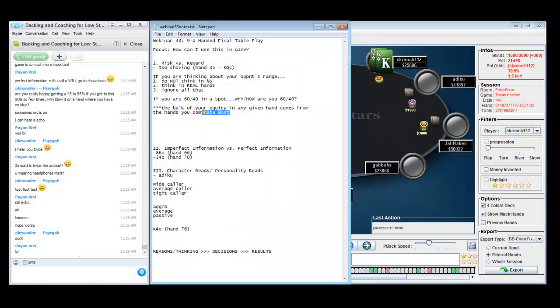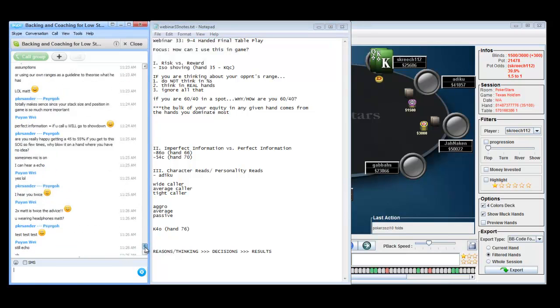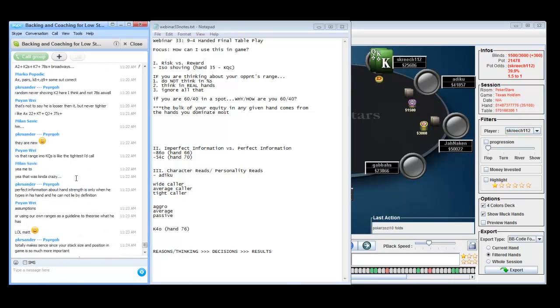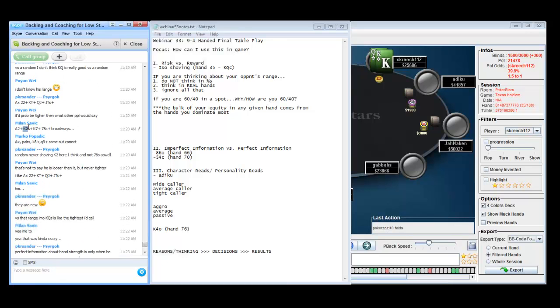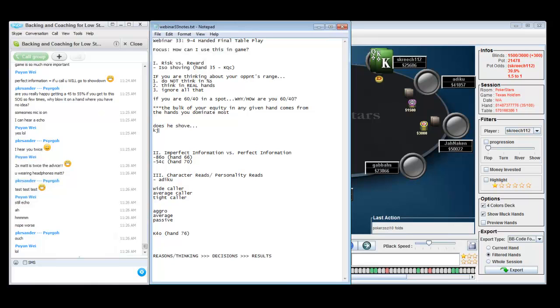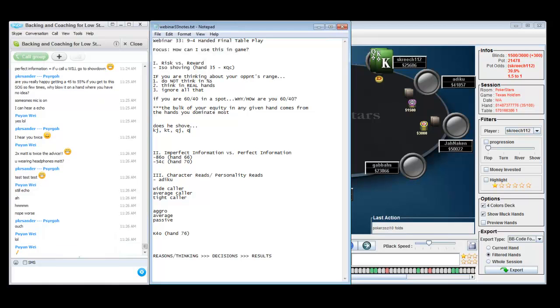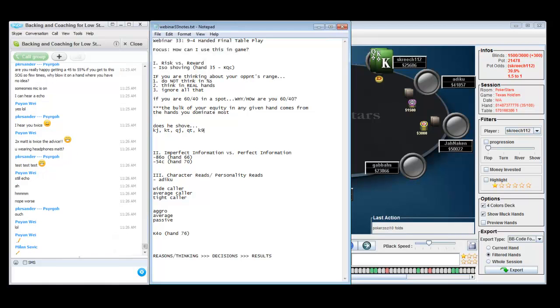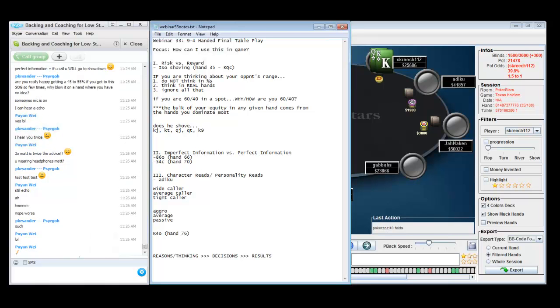The bulk of your equity in any given hand comes from the hands you dominate most, which means if we scroll back up to your ranges here, and look at the hands that you're saying he shoves. King deuce suited. Jack 10 suited. Twos, ace X. Who knows? Does he shove those? Maybe. In this hand, I'm asking myself, does he shove King Jack? King 10. Queen Jack. Queen 10. King 9. Because these questions are easier to answer than what's his shoving range.